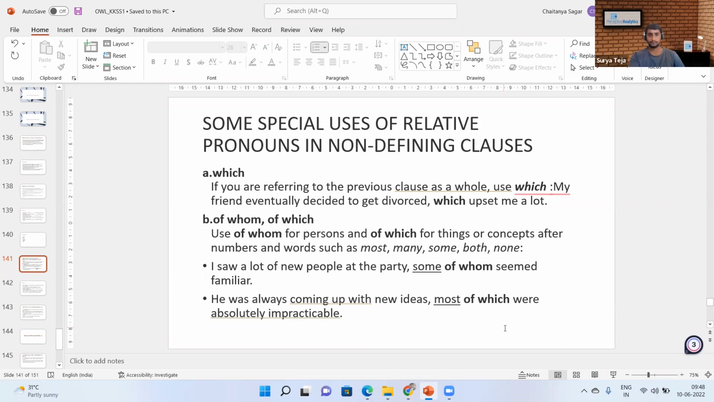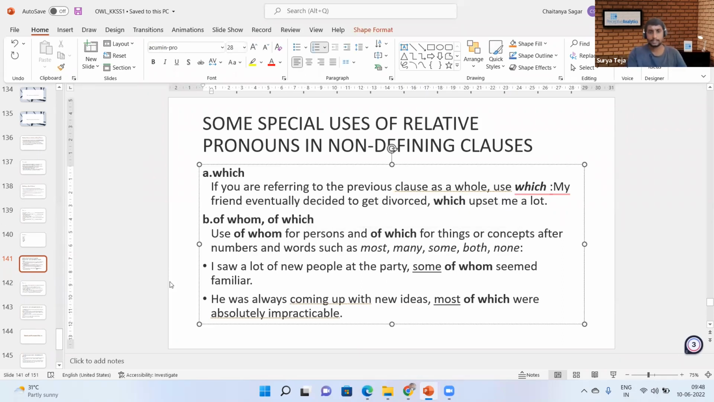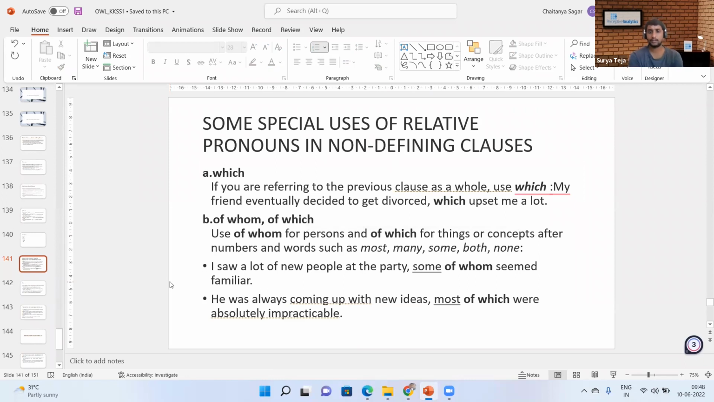So what exactly this is saying is that of whom and of which are used with quantifiers for countable and non-countable nouns. If you see most, many, these are referred to countable and non-countable things. Many is referred to countable nouns, and some, both, all these things. So in such cases we have to use of whom, of which. If you are referring to people, of whom is the appropriate usage, and if you are referring to things, of which is the appropriate usage.